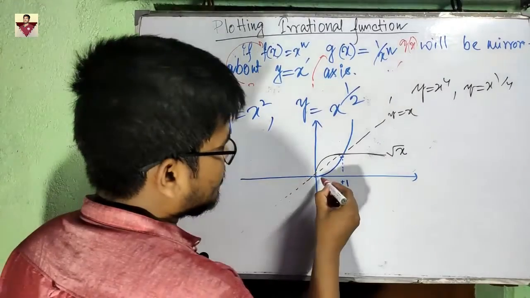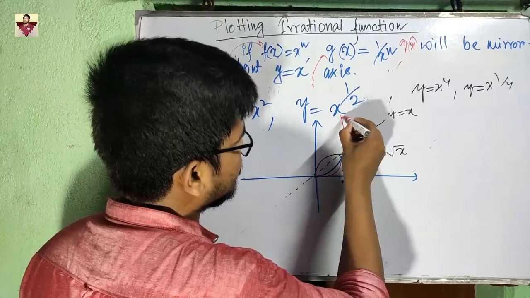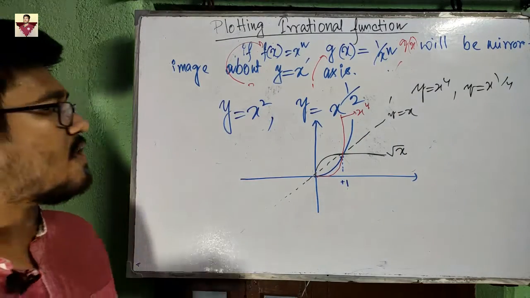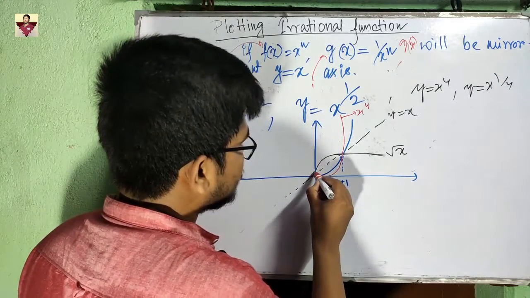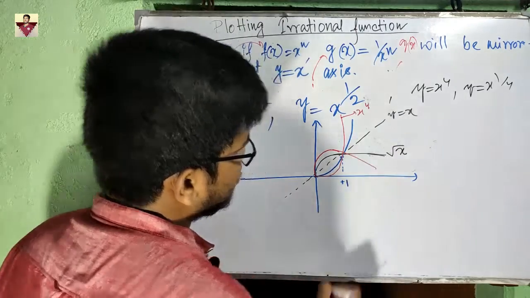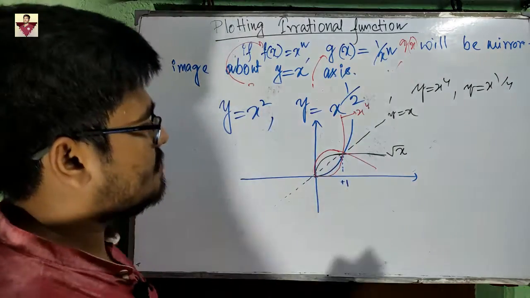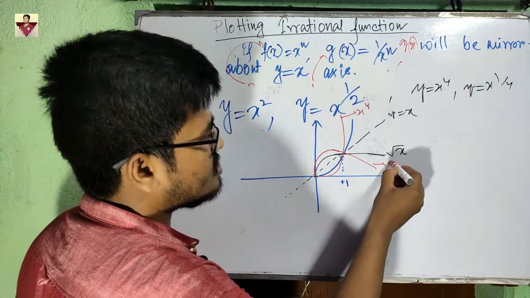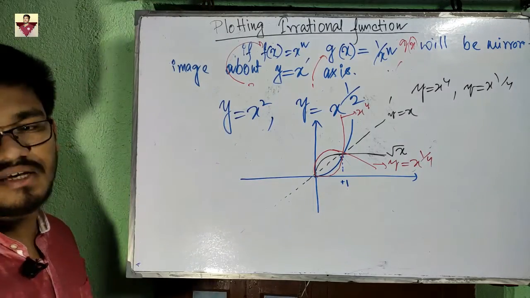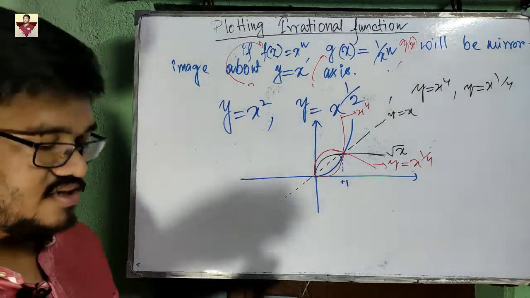As you know, y equal to x square will be varying slowly in the x less than 1 region. So this is your y equal to x to the power 4. Then your y equal to x to the power 1 by 4 will be like this. So this will be varying faster than the x to the power 1 by 2 graph. So I have plotted it here. So this is your y equal to x to the power 1 by 4. As you can see, this mirror image concept is very much useful for plotting some kind of function.